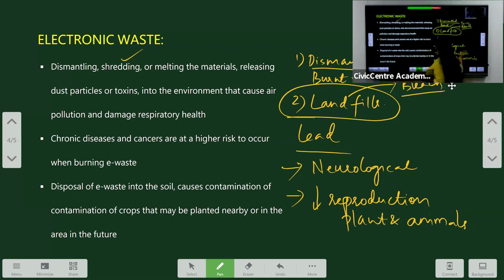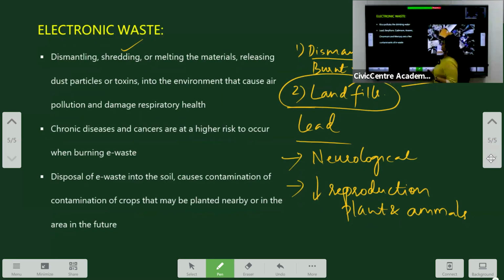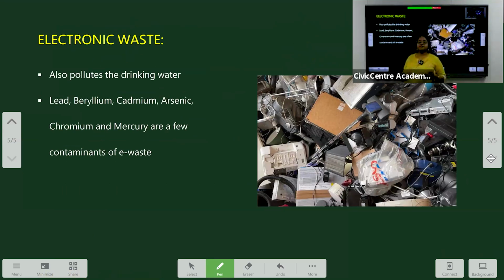Now, let's see what are the major contaminants that are released into the environment due to e-waste production. Lead, beryllium, cadmium, arsenic, chromium and mercury are the major contaminants and are very important from the exam perspective.